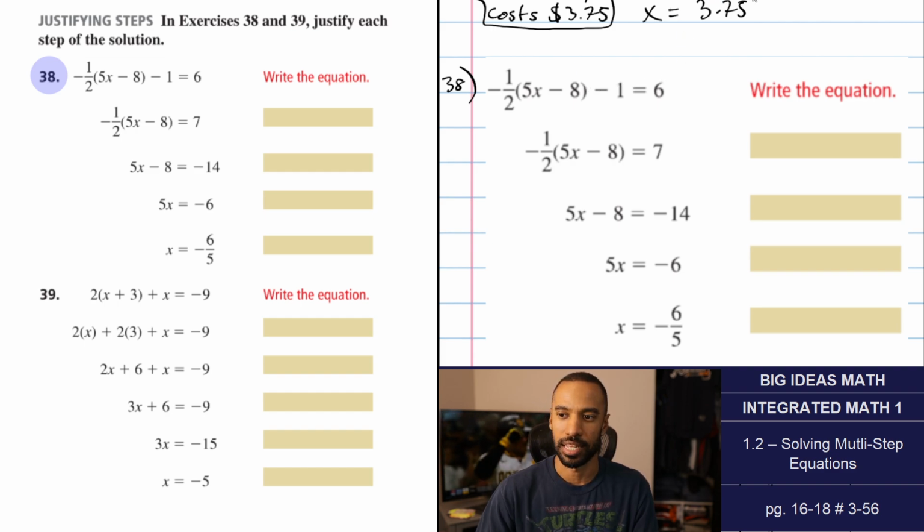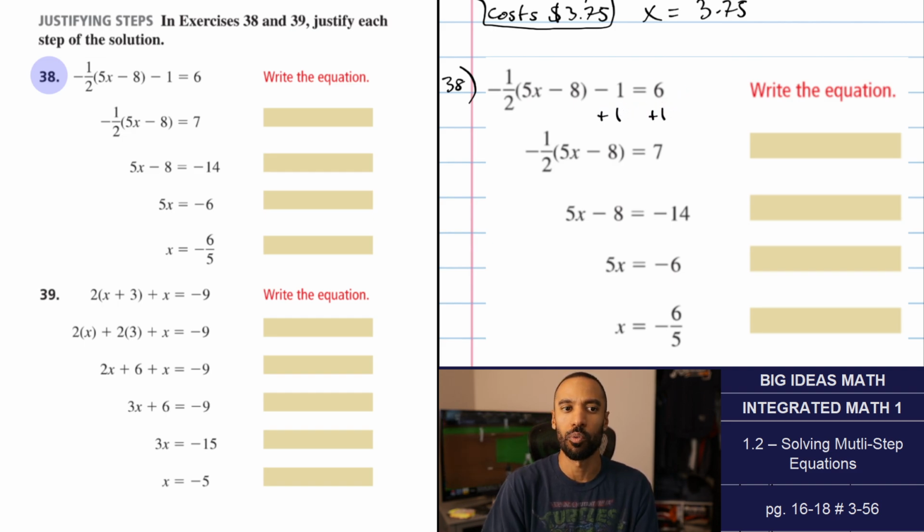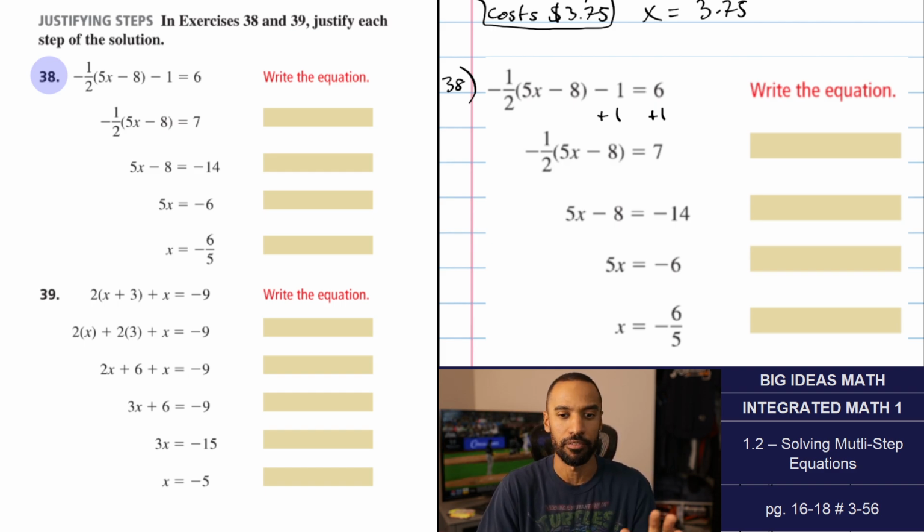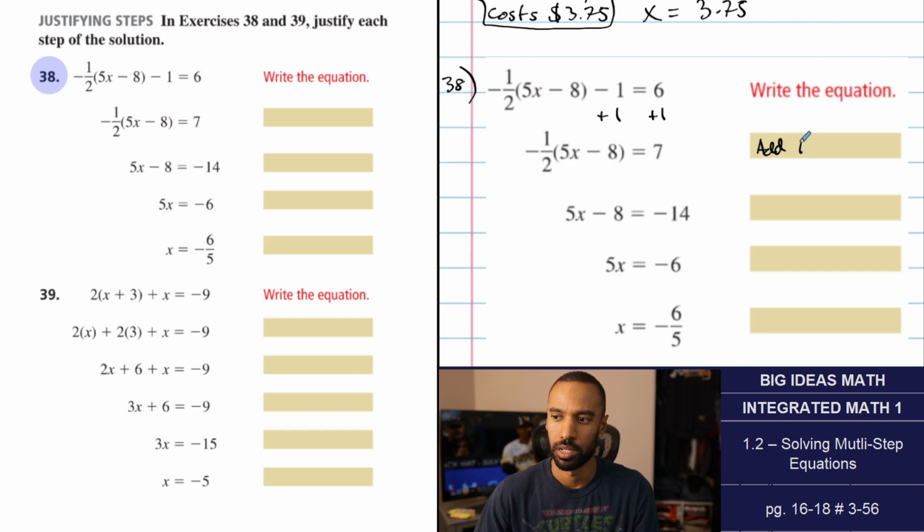Now, the first thing they did was what did they ask? Justify each step. They added 1 to both sides of this. Now, I don't know if they want us to literally say add 1 to both sides or addition property of equality. Those are kind of two different things to state. I'm going to go ahead and just say add 1 to each side. Now, did they do that? You can see the -1's gone on this side, and 6 plus 1 is 7. So I'm going to say yes.